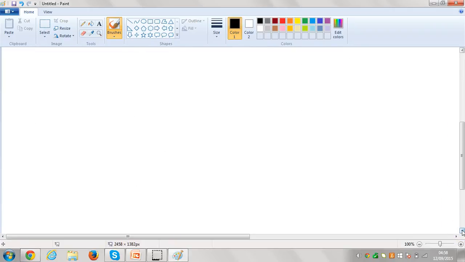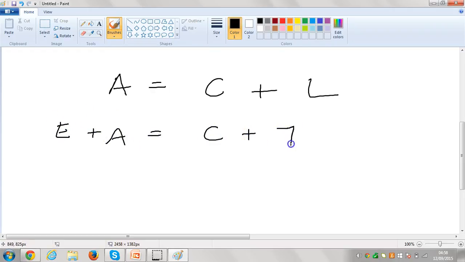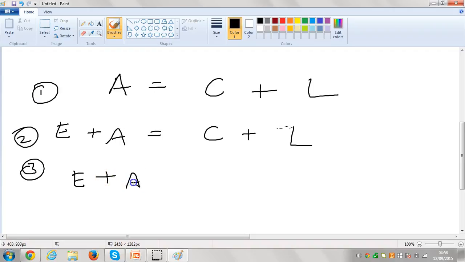So what have I said today? I started off saying we have A is equal to C plus L. Then I said we have this new guy called E that we add here, E plus A is equal to C plus L. Then I said we introduce I for income: E plus A is equal to C plus L plus I.